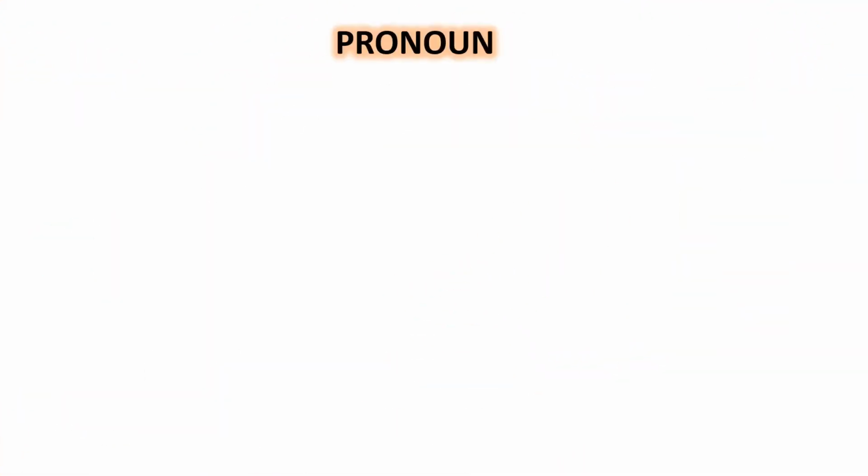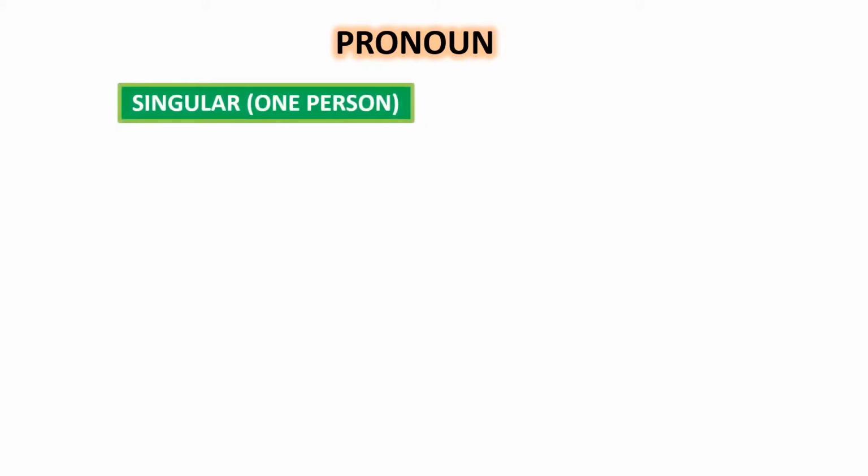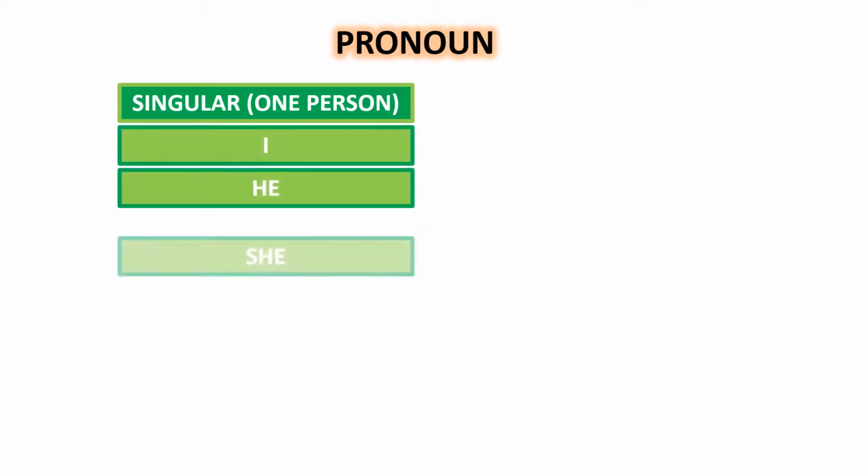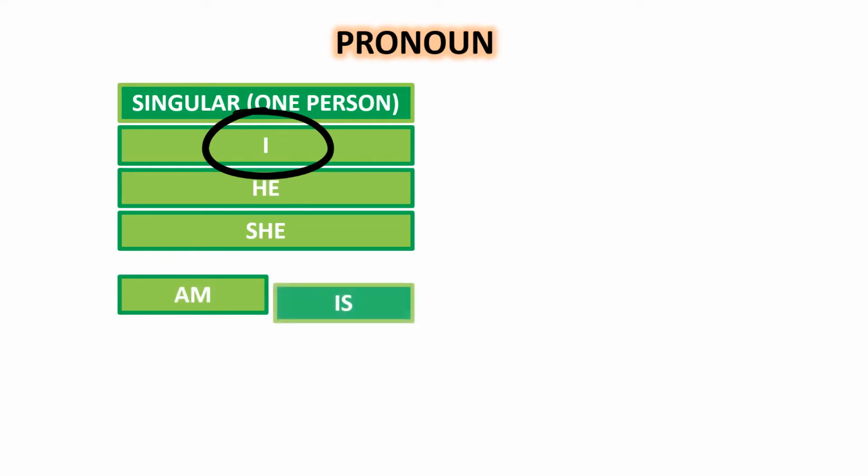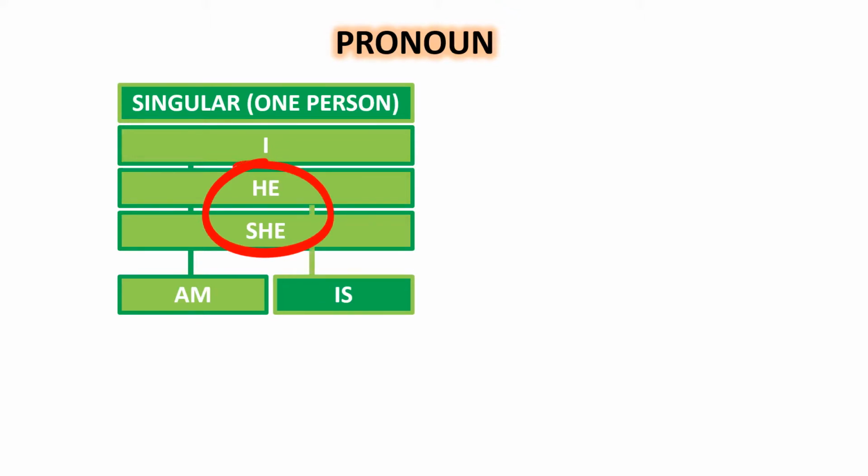Okay, so what is pronoun? So there are 2 types of pronoun. The first one is singular pronoun. Singular pronoun is for one person. We use I, he, or she. So if we use I, the partner is I am. And then when we use he and she, we use is.